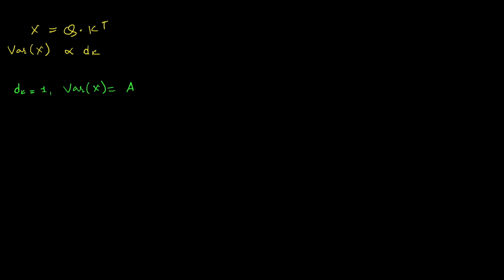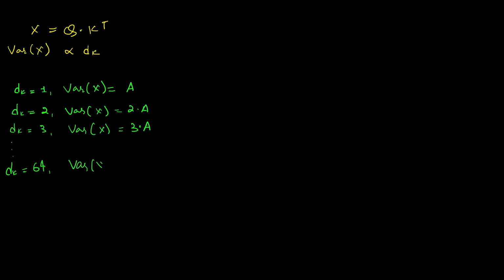Then in an ideal scenario, if dk is equal to 2, then the variance of x will become 2 times a. When dk is 3, the variance of x will be equal to 3 times a, and so on. When dk is equal to 64, the variance of x is going to be 64 times a. Remember that this will happen in an ideal scenario, not always. So this variance can be anything, but we can say that in an ideal situation, it can produce something like this. And this is where the problem is.